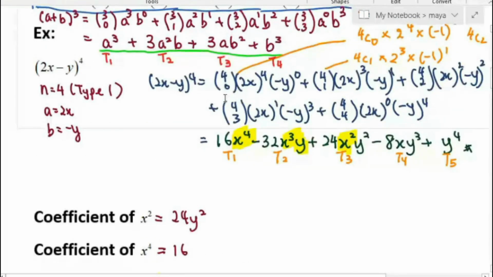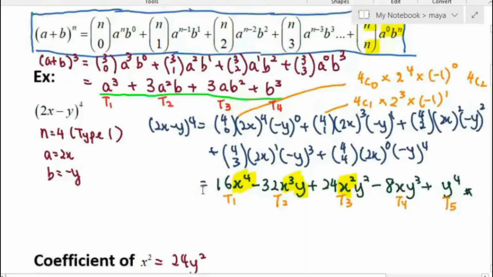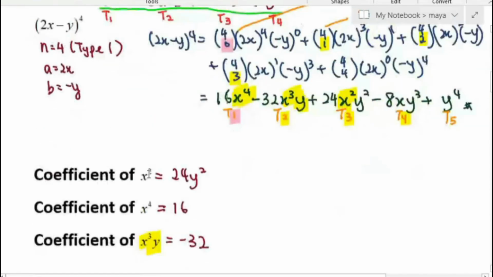You can notice that from this expansion, I can find a certain term. So when I want to find a certain term, I can use this formula: T r plus 1 equals n C r, a to the n minus r, b to the r. Why is this one r, but here is r plus 1? You see here, when you have the first term, your r is 0. When you have the second term, your r is 1. And then when you have the third term, your r is 2. And continue. When you have the fourth term, your r is 3. So your term number and your r value will differ by 1.